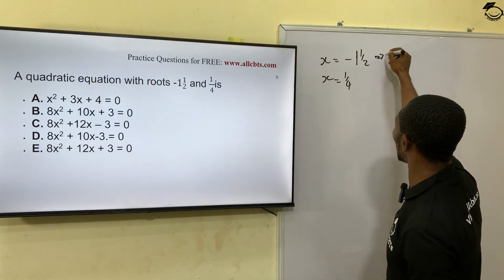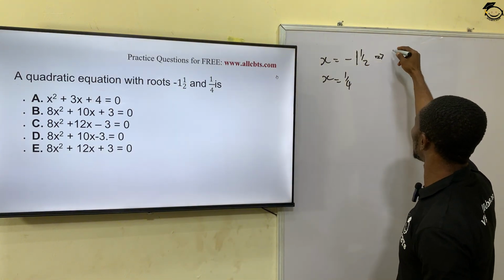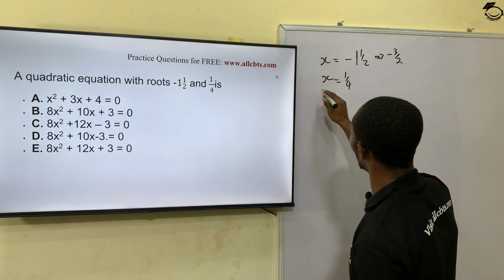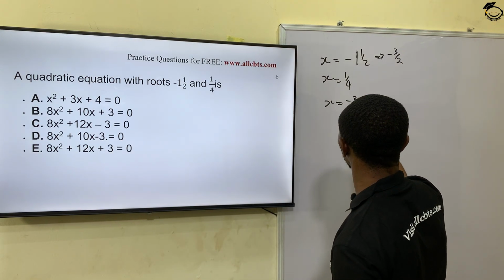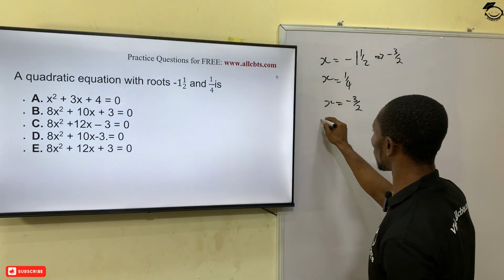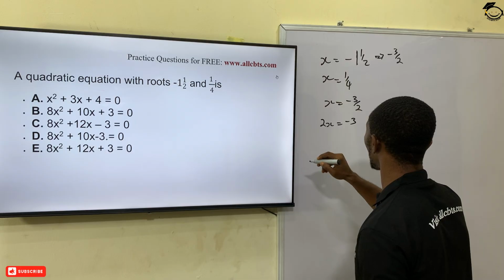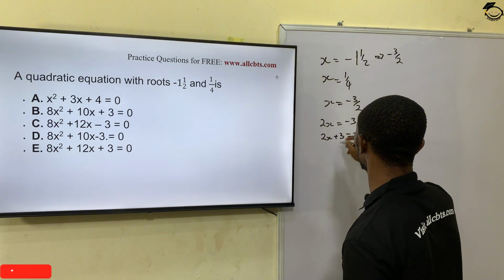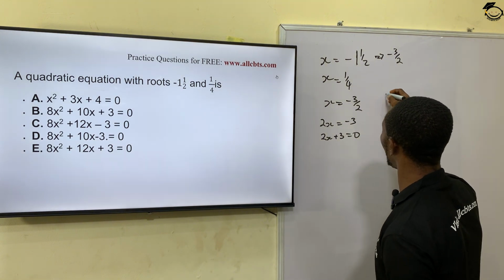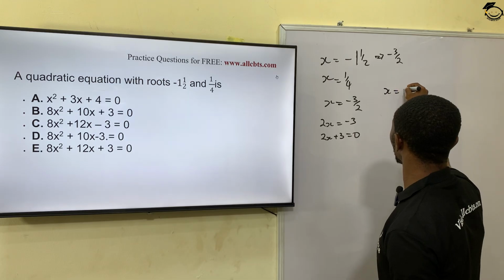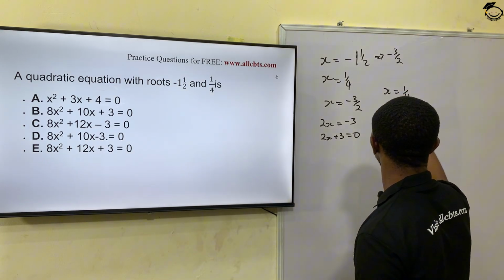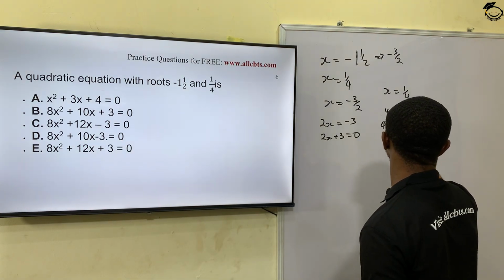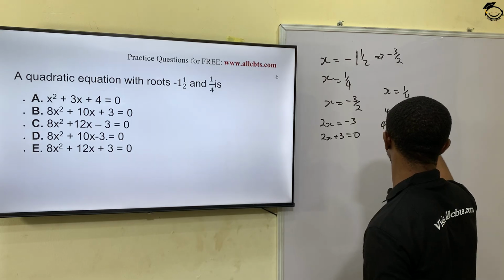Now, let's first of all convert this to an improper fraction. This becomes 2 times 1, 2, plus 1, 3, minus 3 over 2. So now having x equals minus 3 over 2, cross multiply, this becomes 2x equals minus 3. Moving over the other side becomes 2x plus 3 equals 0. Now, for this other one, we have x equals 1 over 4. Cross multiply, we have 4x equals 1. So 4x minus 1 equals 0.